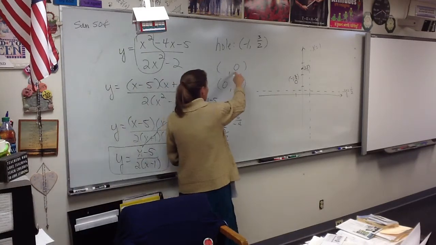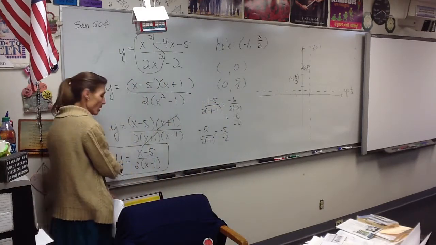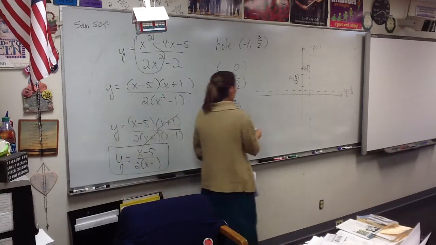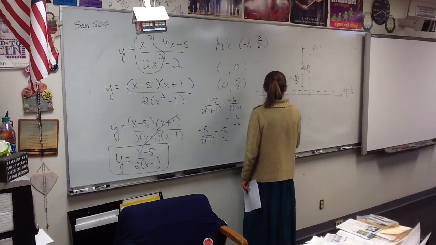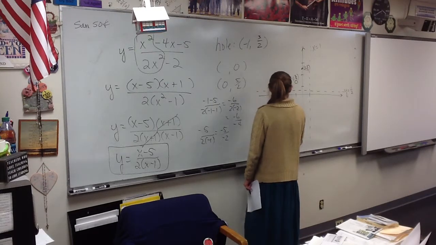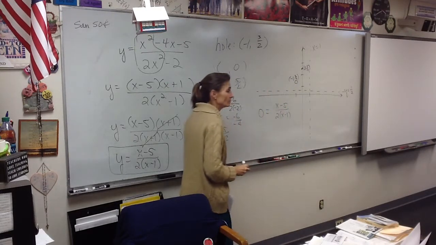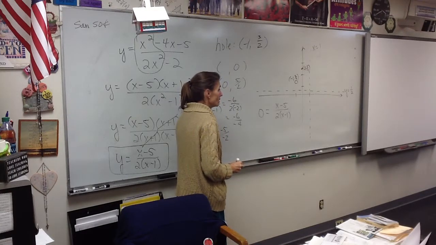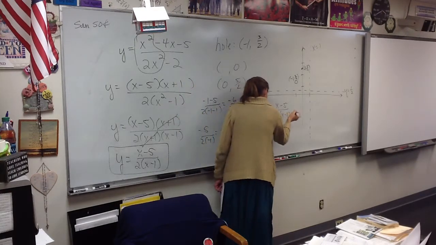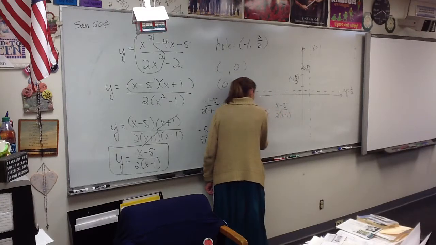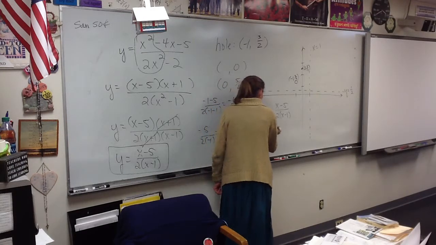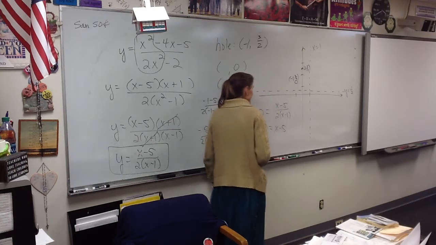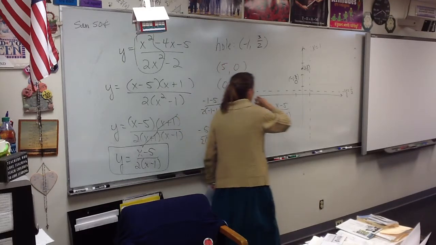Now, I have another point where y is 0. So I'm going to solve the equation 0 equals (x minus 5) over (2 times (x minus 1)). When I solve that, I multiply this over to here. What happens when I multiply by a 0? 0. So where is that point? 5, 0.